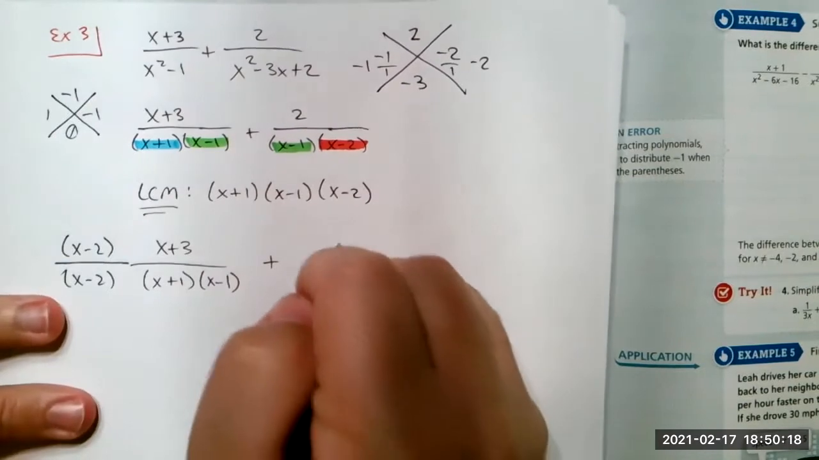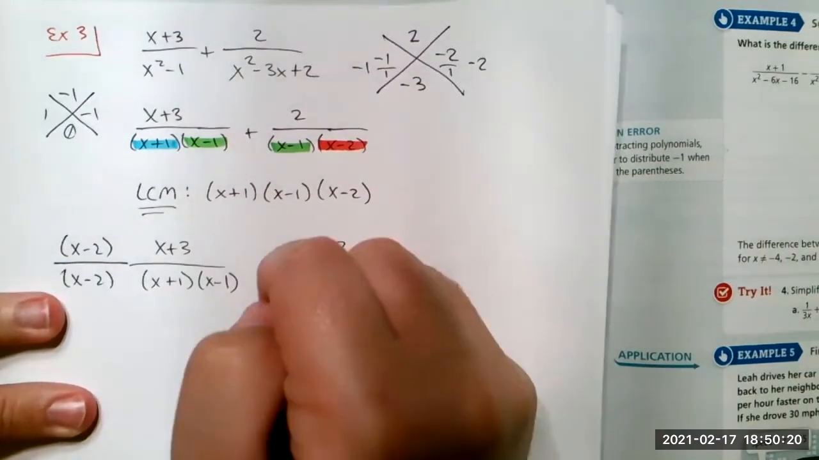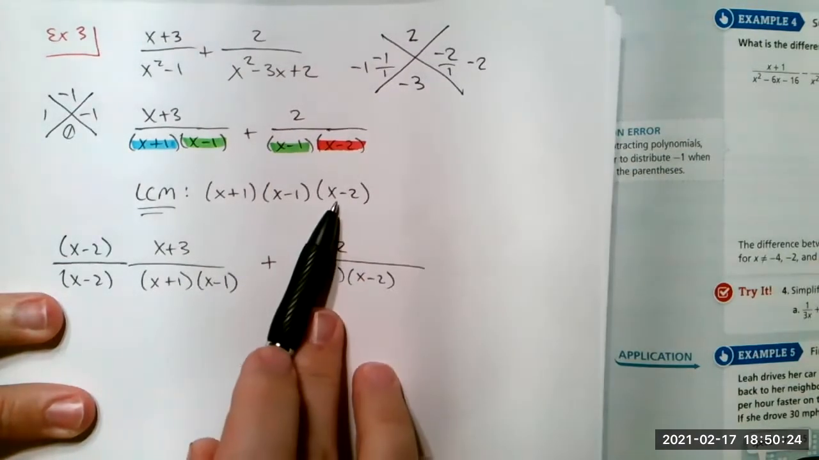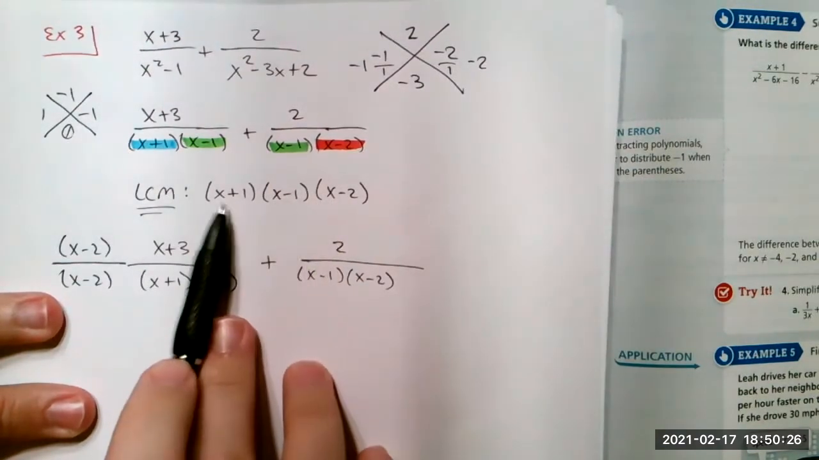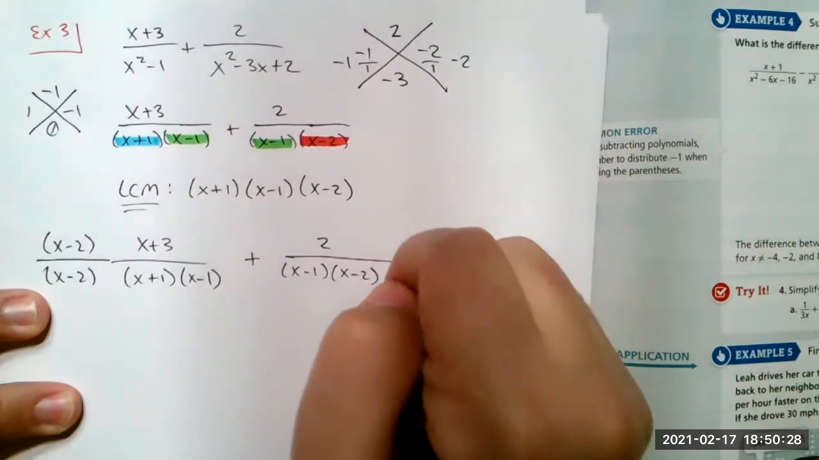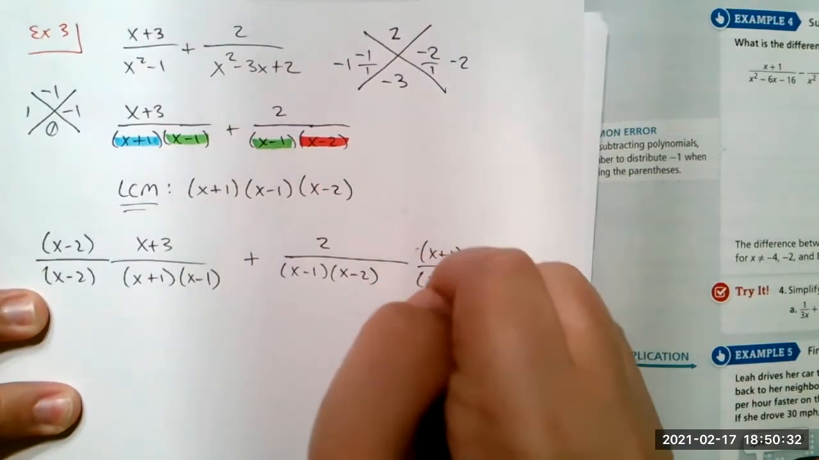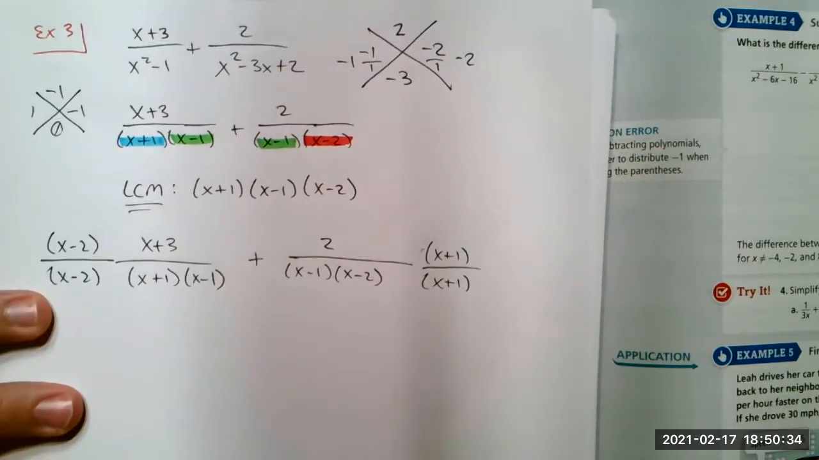And then my second fraction, I've got an x minus 1, I've got an x minus 2. So what am I missing? X minus 1, x minus 2. I'm missing my x plus 1. So I've got to multiply the top and the bottom by x plus 1.